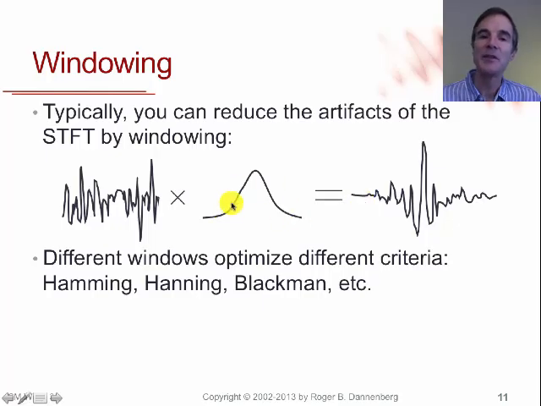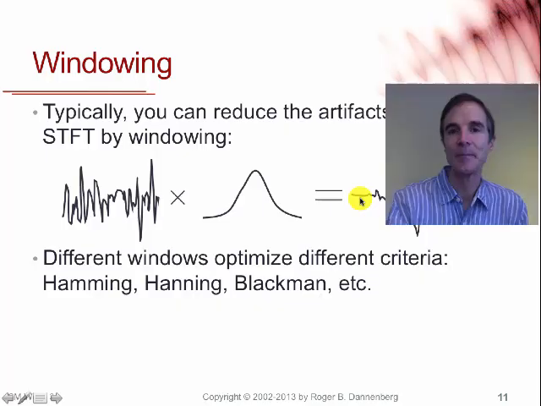These windows come in different shapes, optimized for different properties, and so you'll see names like Hamming window, Hanning window, Blackman window, and so on. But the important thing is that when we compute spectra, discrete Fourier transforms, we almost always multiply by a smoothing window to remove some of the artifacts that we would otherwise get.